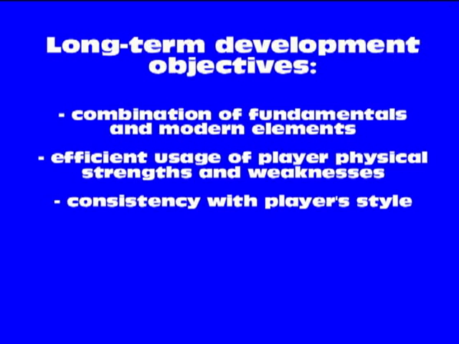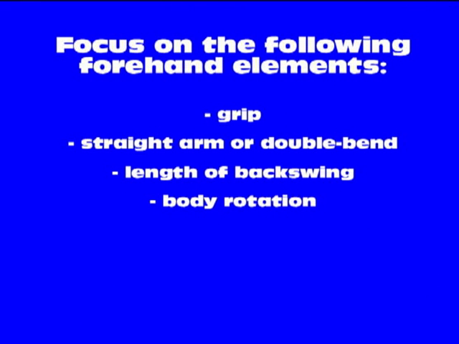So more specifically, we are going to focus on the following four elements: grip choice, straight arm versus double bend, the length of the backswing, and the amount of body rotation. We think you have a lot of choice there, and depending on your choice, it will affect the long-term forehand development and ultimately the long-term development of the player. So today we are going to focus on one player. We'll analyze his forehand development between the age of 10 and 15.